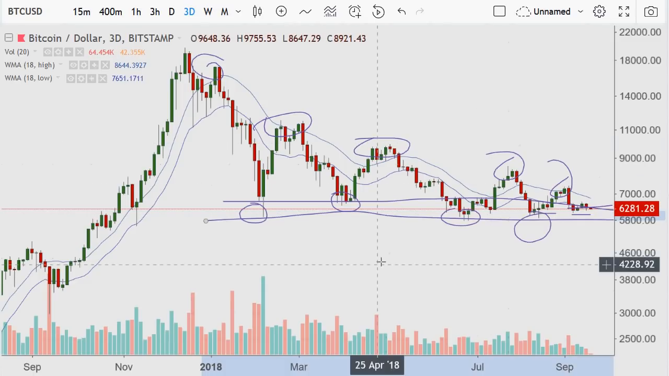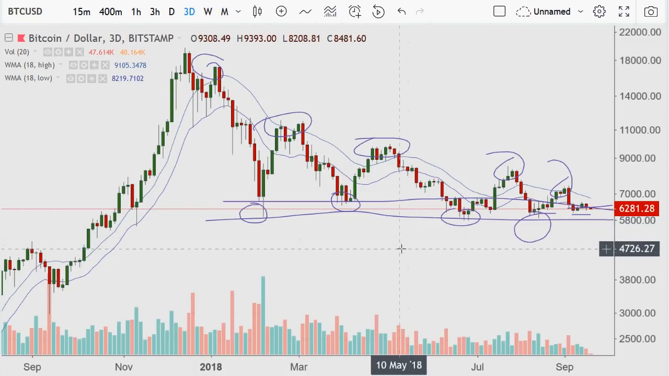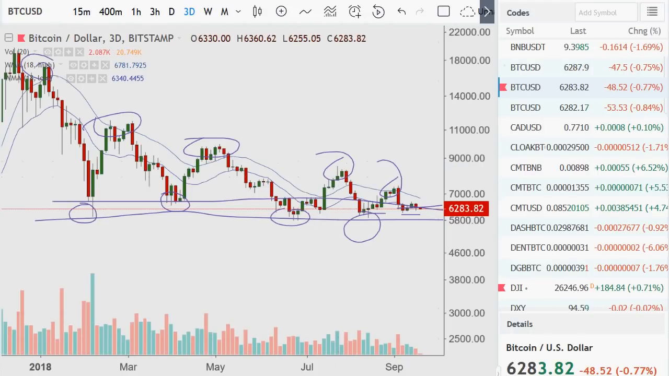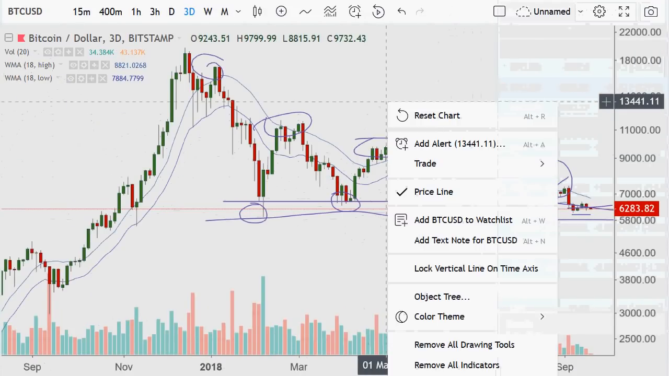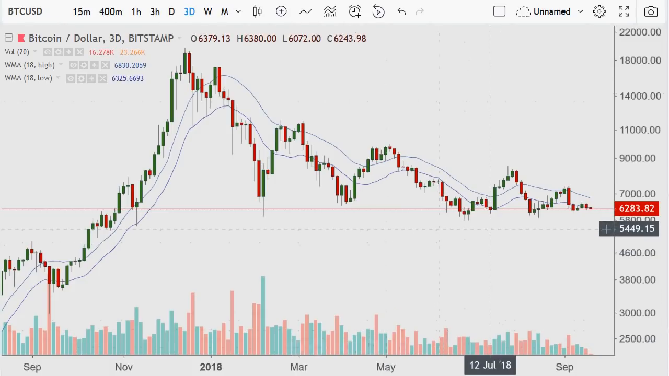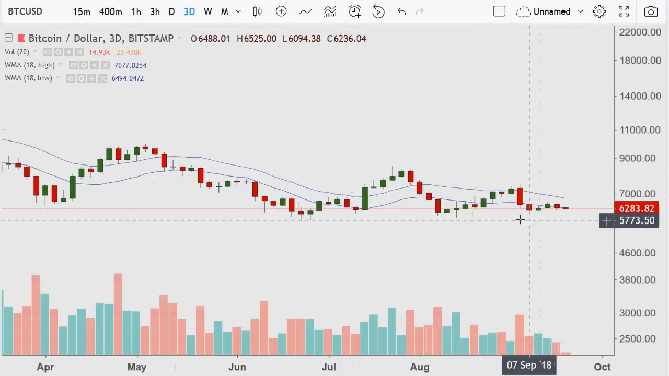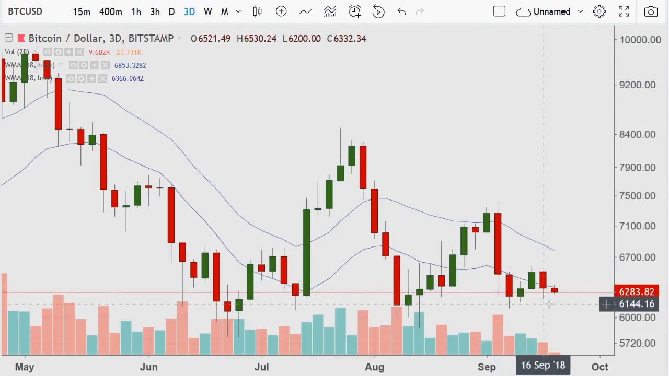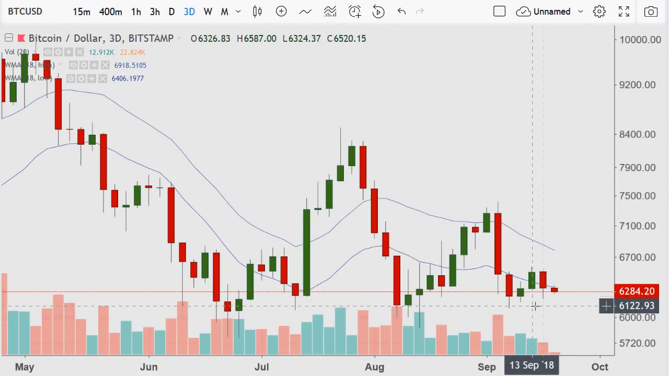And when we look at the size of these moves, trying to remove the drawing tools, there we go. When we look at the size of the moves, look at how small these candles are. Let me just reset the scale. There we go. This 3-day period is not done, but the last one had a low of 6,200 and a high of 6,530. A differential of 330 points. That represents about 5%.